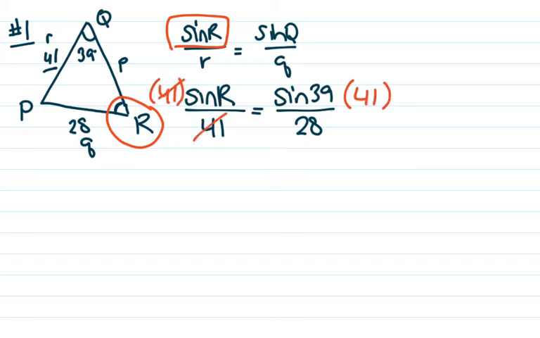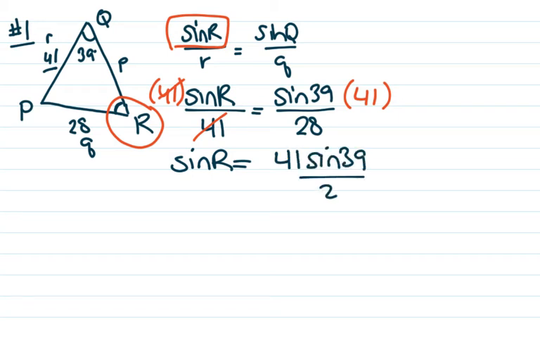So the 41s will cancel out on the left side, and I will have sine R equals 41 times sine 39 over 28. Notice how I put the 41 in front of the sine 39? That's the way we normally write it when we multiply something by sine, cos, or tan. It's just the simplest way. We don't need to use any brackets. The 39 and the 41 aren't beside each other, so they're not getting confused. So we put the number we're multiplying by in front. Okay, so now we have sine R equals all of that.